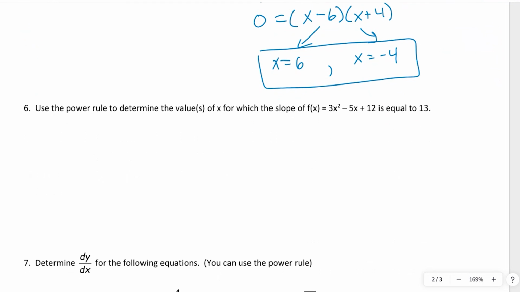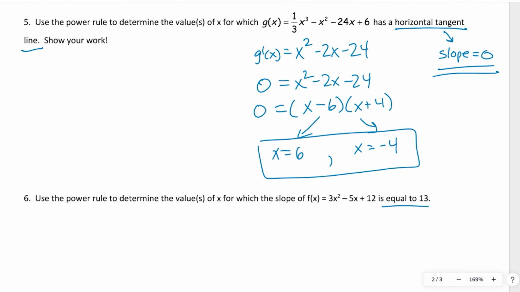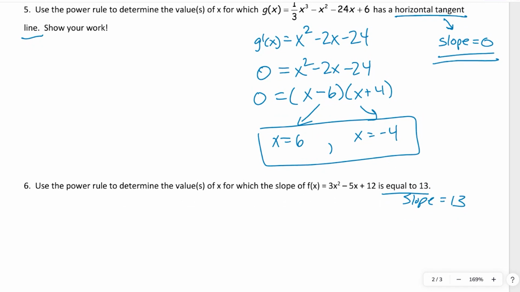Number 6 says, use the power rule to determine the value of x for which the slope is equal to 13. So this is basically the same question that we had before, except the slope is 13 instead of 0. So we still want to find the derivative, and then we'll set the derivative equal to 13 and then solve.